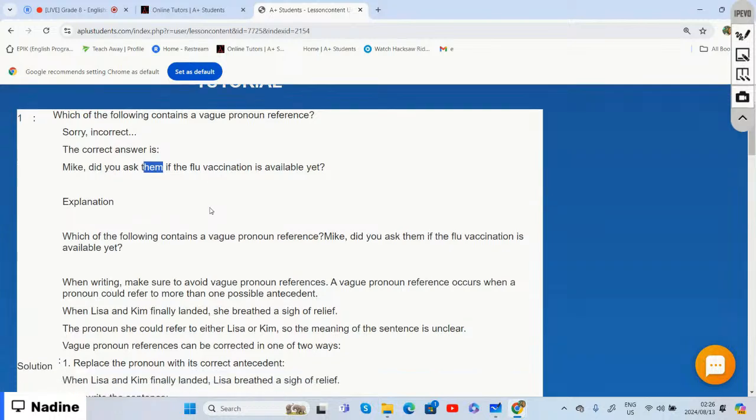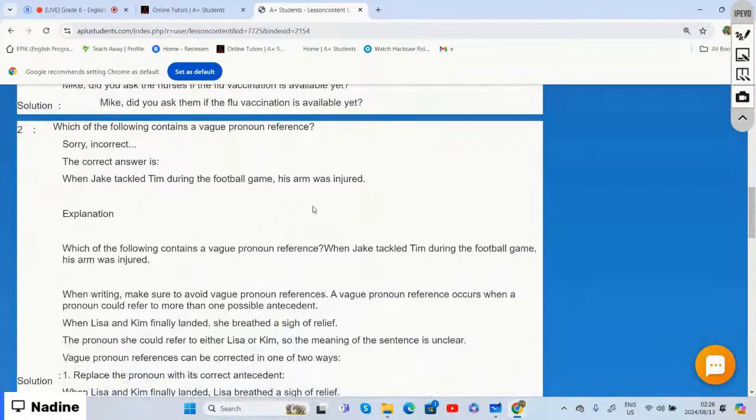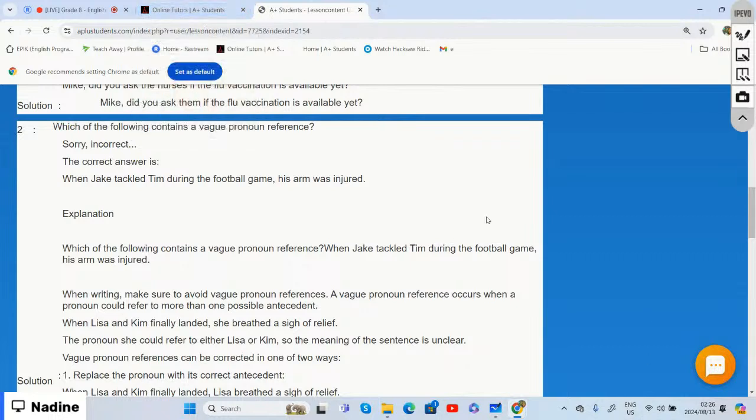All right. If we look at the next one, we need to say which of the following contains a vague pronoun reference. It basically only gives us one. When Jake tackled Tim during the football game, his arm was injured. So when Jake tackled Tim, his arm was injured. Now the question is, whose arm was injured? Because remember, both Jake and Tim, we can refer to as a he.